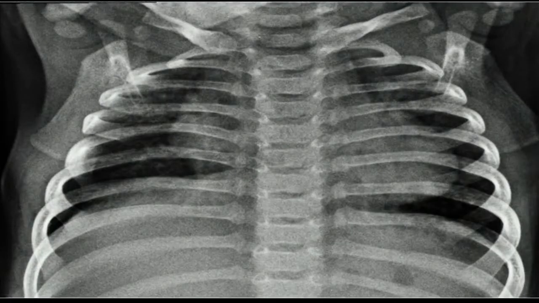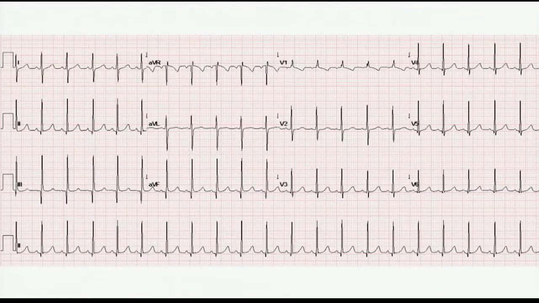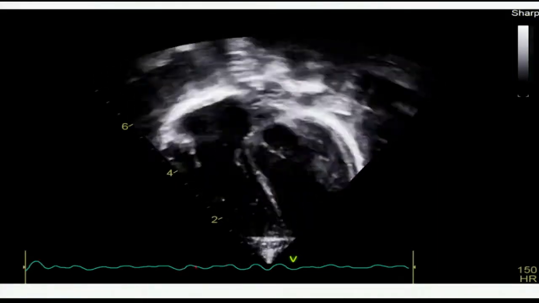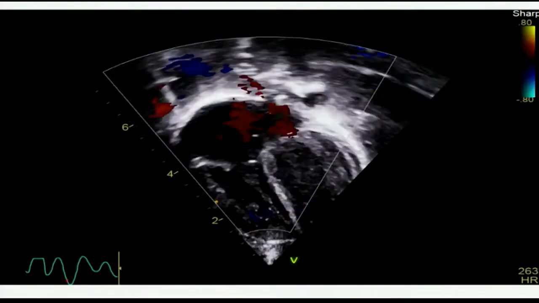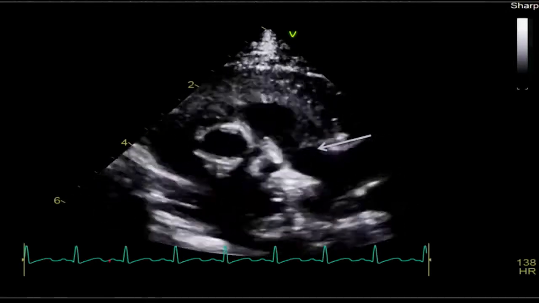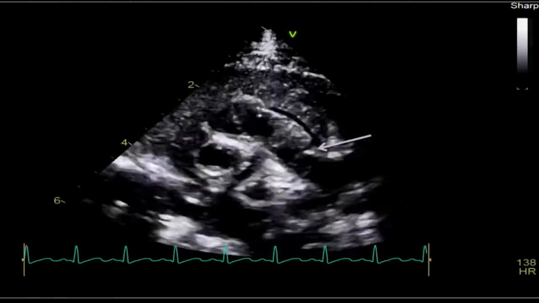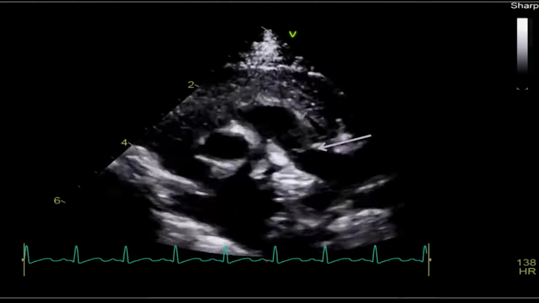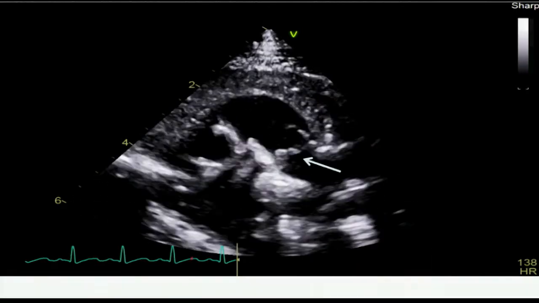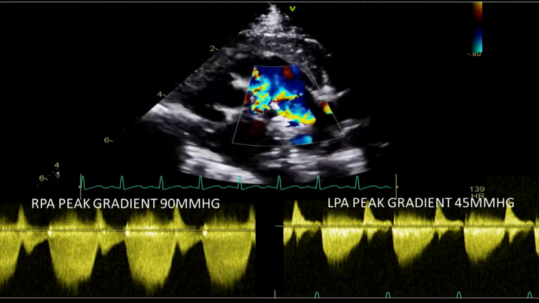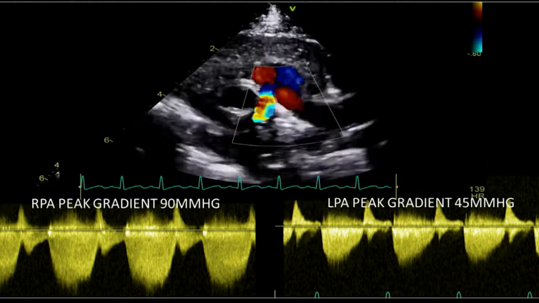X-ray showed RV apex. ECG showed right ventricular forces. Echocardiography showing right ventricular hypertrophy. No significant TR. Parasternal short axis view showing the branch pulmonary arteries, showing a diffuse long segment stenosis of the right pulmonary artery and a membranous stenosis of the LPA origin. The peak gradient across the RPA was 90 millimeters, whereas across the LPA was 45 millimeters mercury.